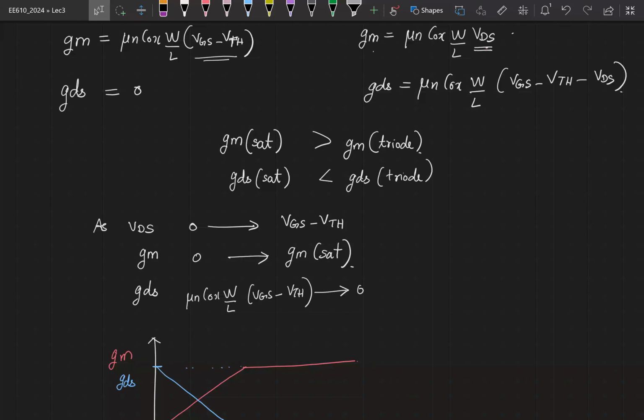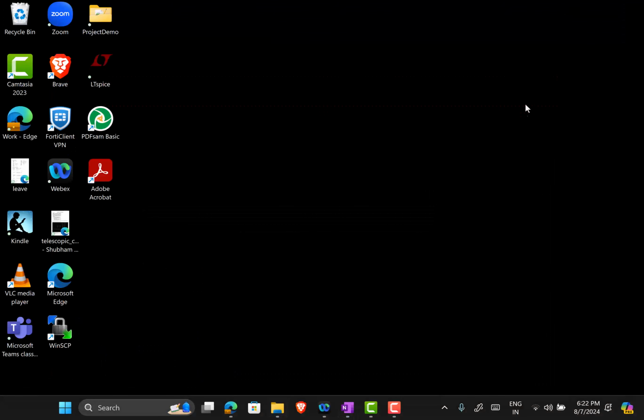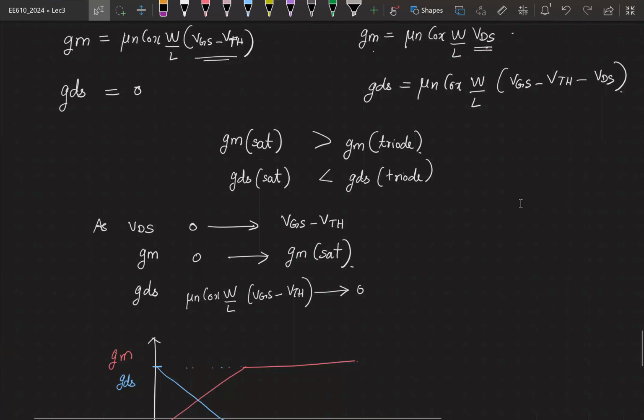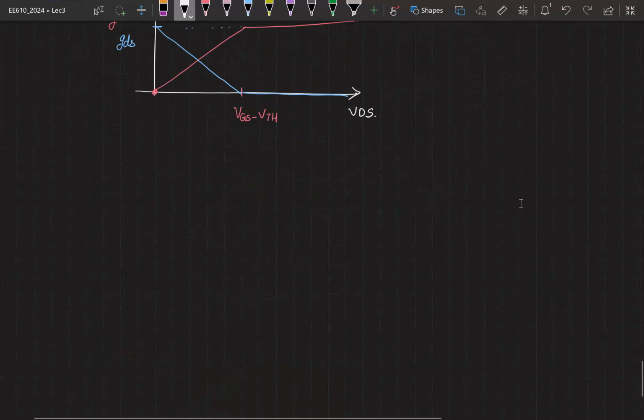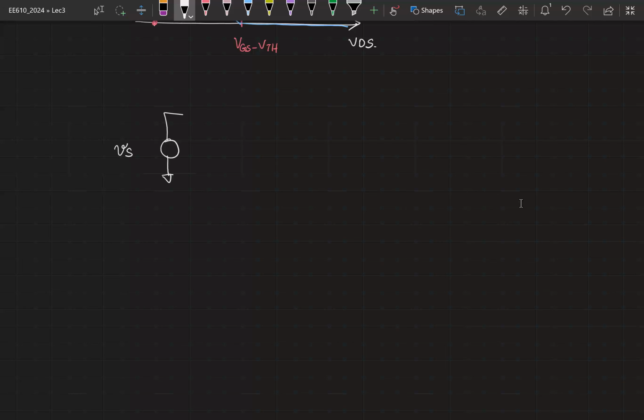Because you want a larger GM and you want as small a GDS as possible. So now let me quickly connect a source and a load to our amplifier in saturation region, and let us calculate the incremental gain. So I take a source, let's say this is some RS, and I connect RL here.